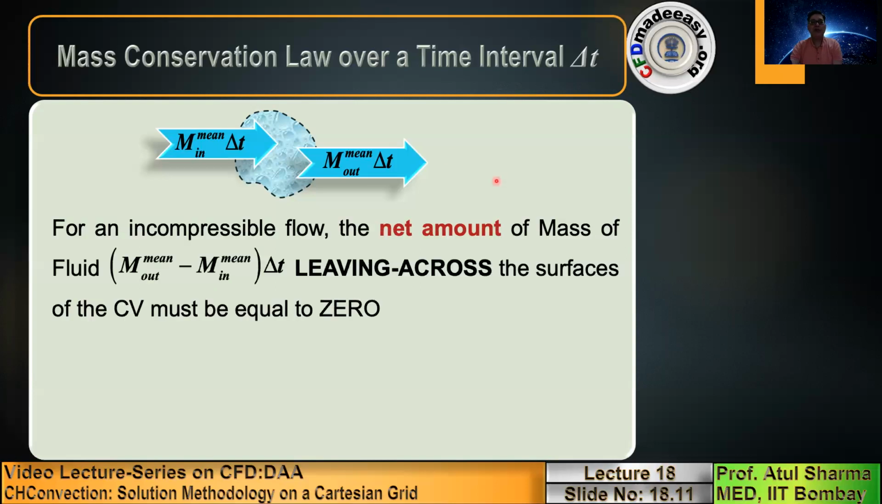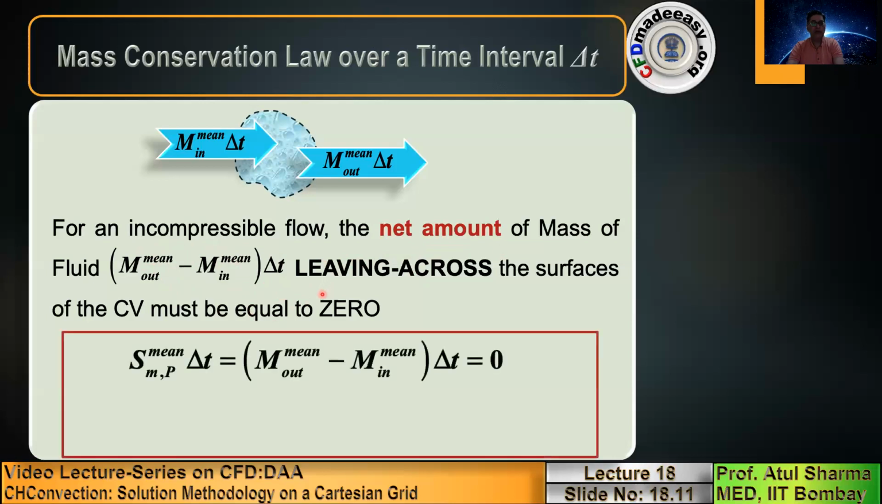For an incompressible flow, the net amount of mass of fluid leaving across the surface of the control volume must be zero. Note that there is another term, mass storage, which for incompressible flow is zero. So you have only the net rate of change, which is presented here as the net amount of mass, given as the product of mass flow rate and the time interval. The mass flow rate is expressed in terms of the time average value. This is the mathematical, symbolic representation of the statement.